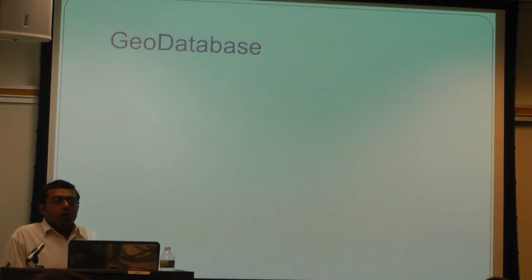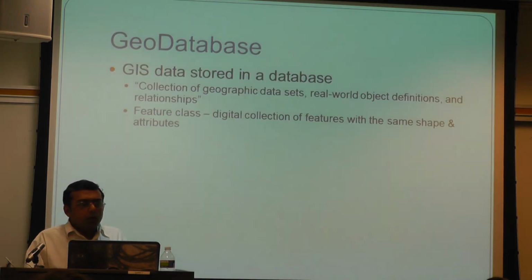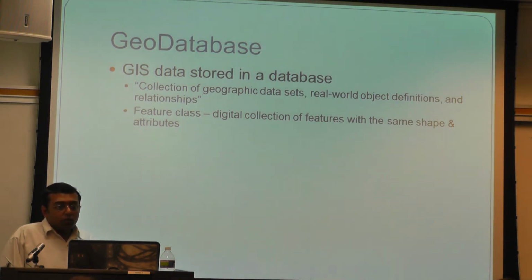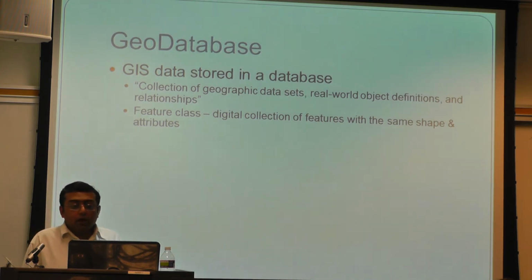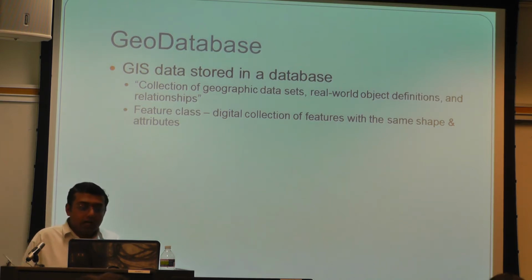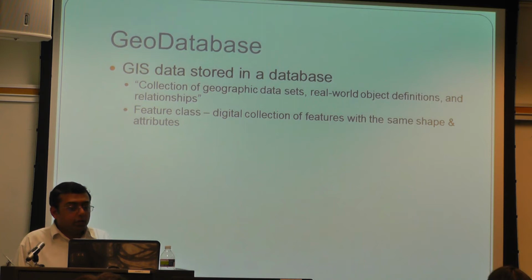The next thing I want to talk about is a geodatabase. So what is a geodatabase? A geodatabase is basically GIS data that is stored in a database. The official definition would be that it's a collection of geographic data sets, real-world object definitions, and relationships. What does a geodatabase consist of? They consist of feature classes. What is a feature class? A feature class is a digital collection of features with the same shape and attributes.